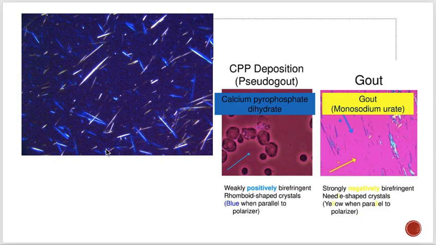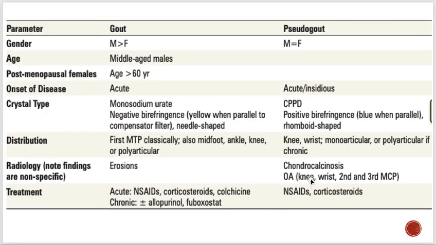Now how do we treat these patients? Most of them are asymptomatic, but whenever they are symptomatic, we give them NSAIDs or corticosteroids. Corticosteroids can be given intra-articular, orally, or in the form of injections, right? So this is about gout and pseudogout. And the rest, guys, I don't think there is any topic left.